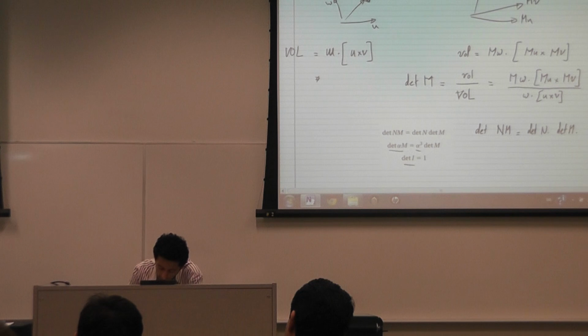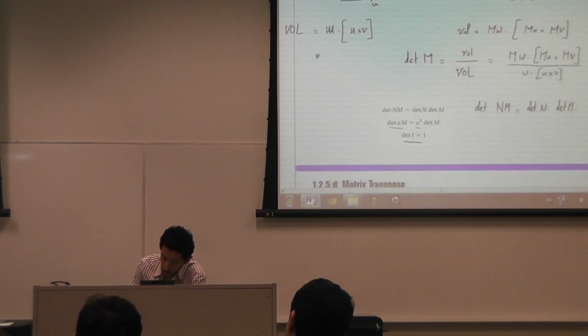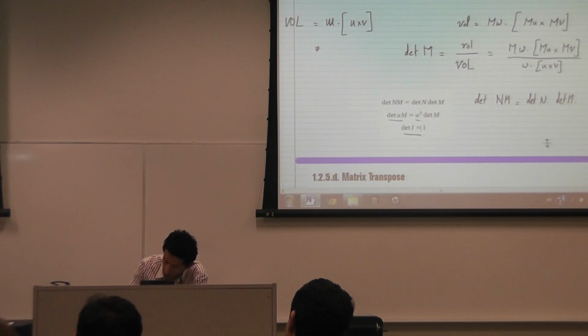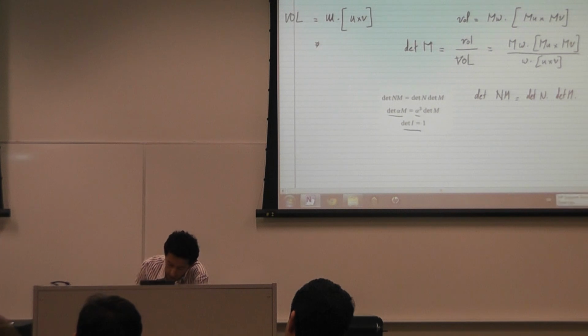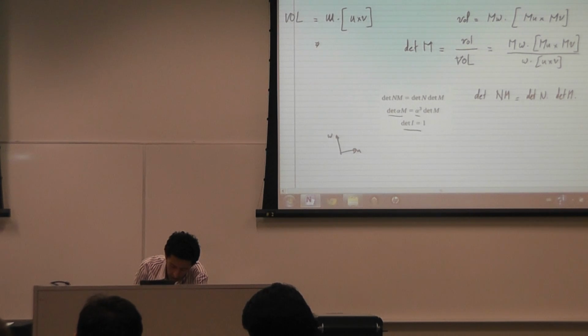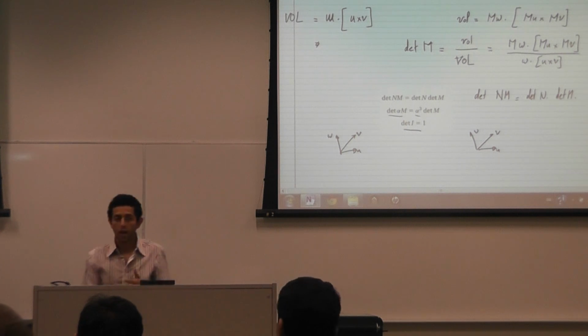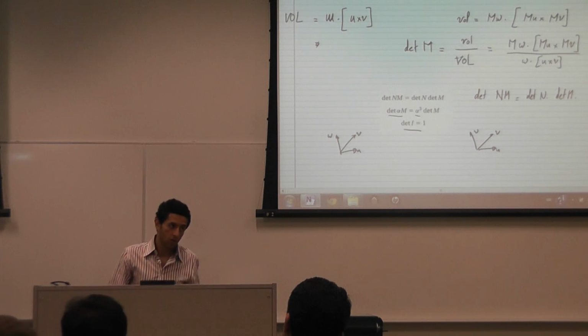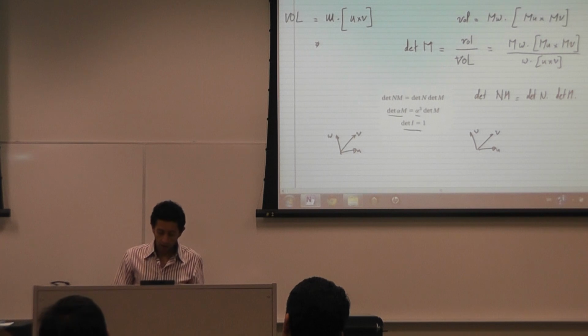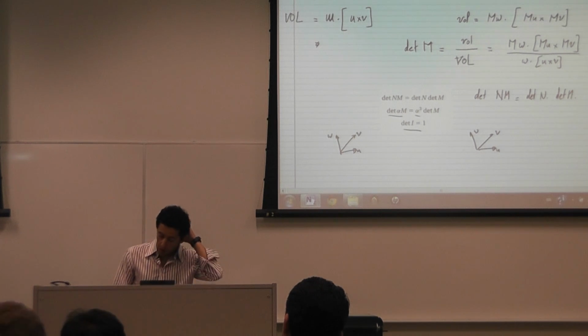The determinant of I, the identity matrix, will be equal to 1 because U, V, and W will stay the same. And so the volume after deformation, or after applying this linear map, is equal to the volume before the application of that linear map, and the determinant is equal to 1.